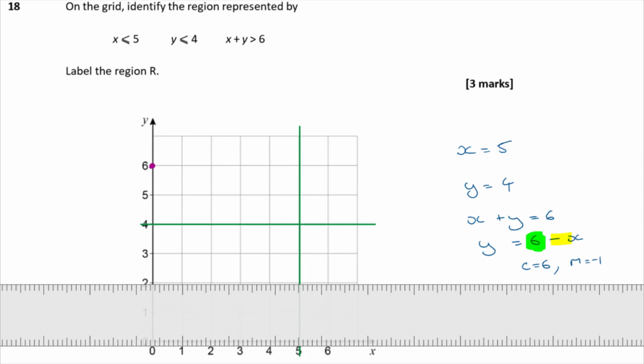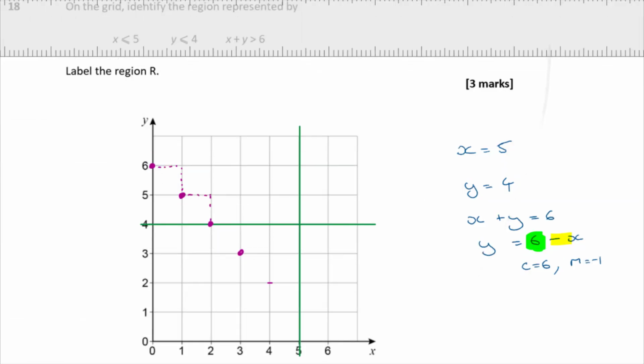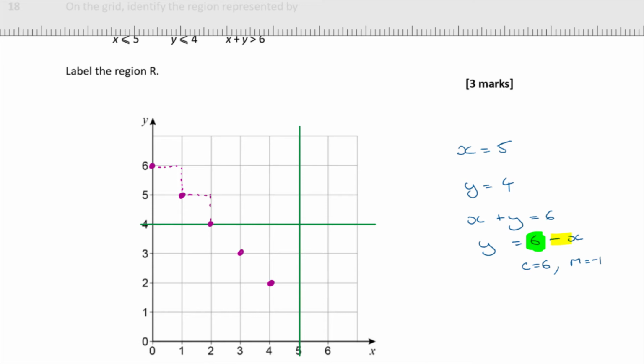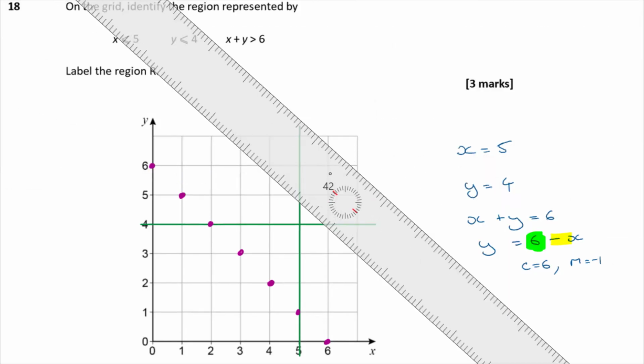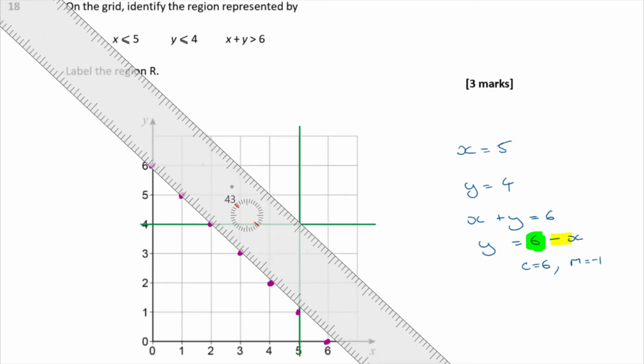Now the gradient is -1, which means for every 1 unit you go along, you go 1 down. So I'm going to have another point there, and another unit along, another unit down. We're going to have another point there, and so on. So I'm going to get this diagonal line passing through all of these points going that way. Okay, just get rid of my little dots there. And once I've got all those points plotted, I can just join them up with a line.